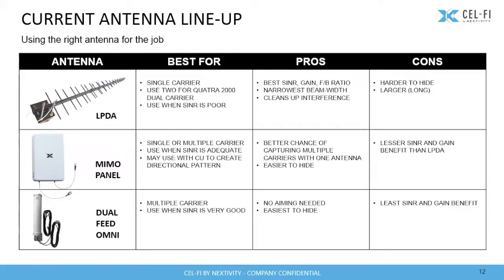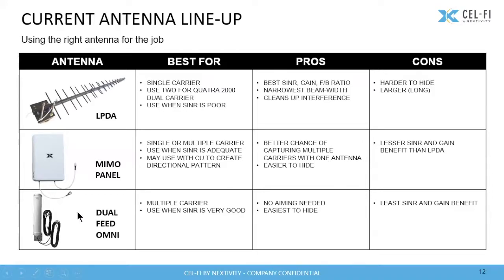But again, it's also harder to hide. If the people at your site are worried about the fact that they just don't want to see an antenna any place, that's what these other antennas can be for. The MIMO panel antenna is a good antenna, and it does clean up signal to noise a little bit. It just doesn't do it as much as the LPDA antenna, but it's far easier to hide, obviously.